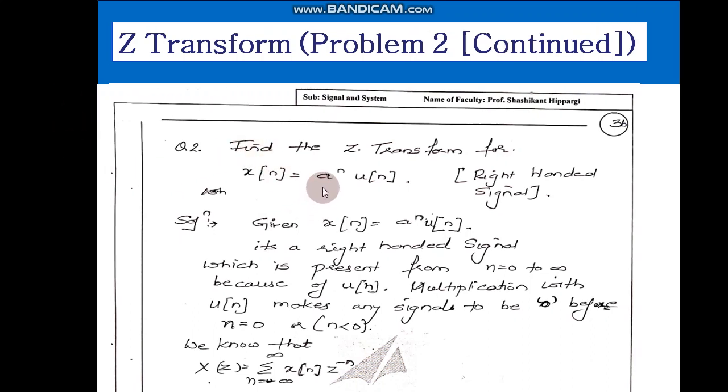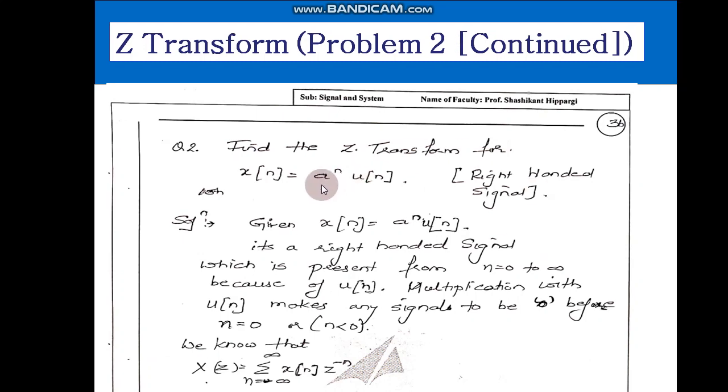So we see that at n equal to 0 it is 0.5 raised to 0, which is 1, at n equal to 1 it is 0.5 raised to 1, that is 0.5, and at n equal to 2 it is 0.5 raised to 2, that is 0.25, and so on. So the value is decreasing as n increases from 0 to infinity. If the value of a is between 0 and 1, then the signal will decrease. If a is greater than 1, the signal will increase. If a is equal to 1, then the signal will be simply 1, or u of n itself.